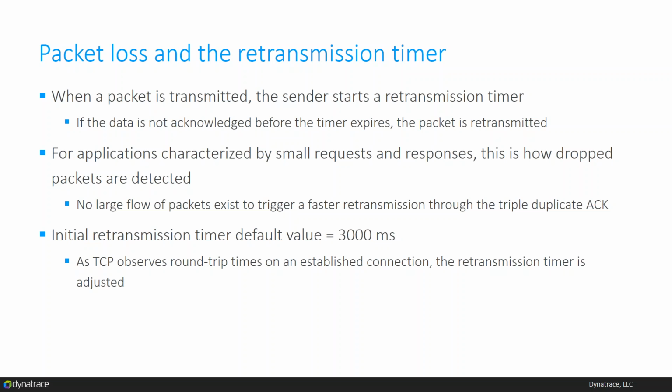Now, as the connection is used, as data flows back and forth on the connection, TCP detects the characteristics of the network, and it will dynamically adjust that retransmission timer to something more appropriate to the link, usually quite a bit smaller than 3 seconds.